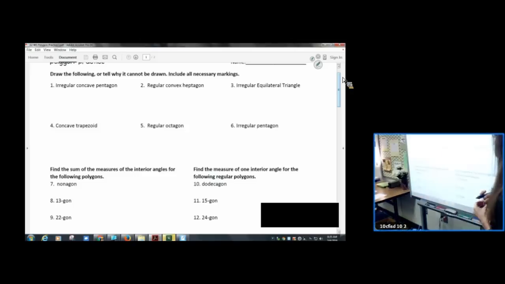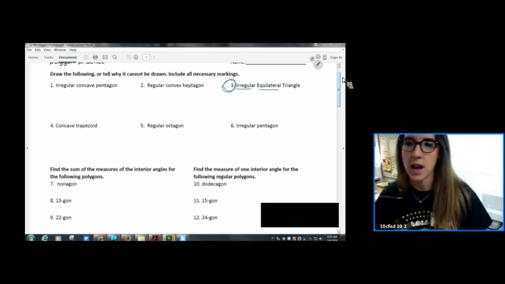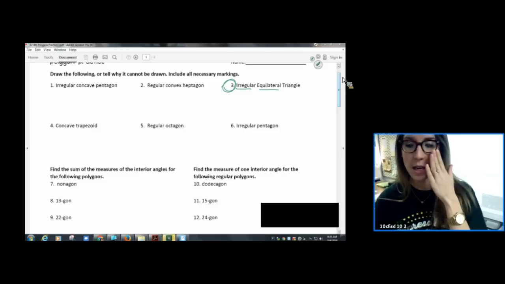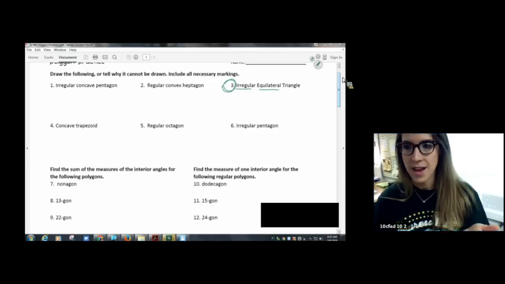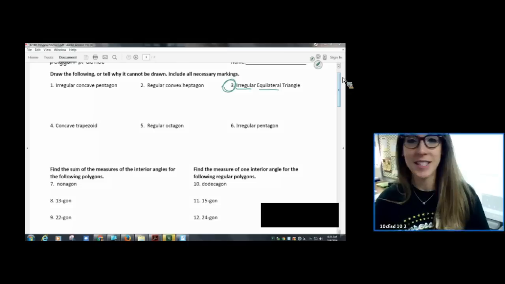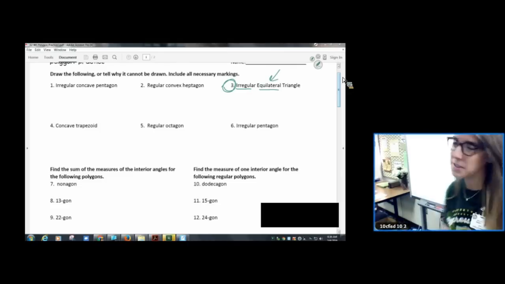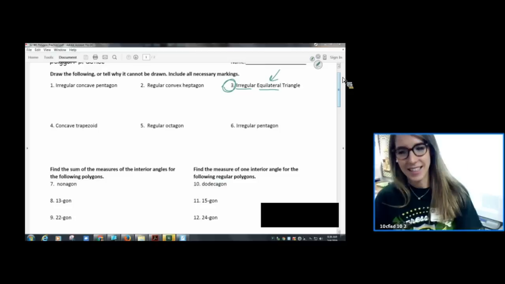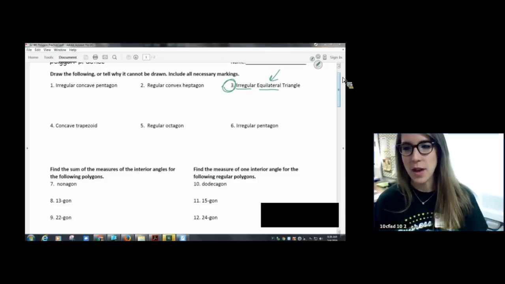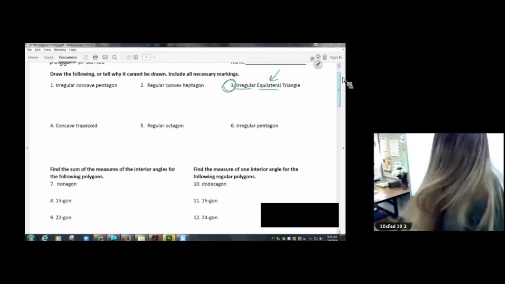On number 3, it is not possible because you can't be irregular and equilateral at the same time. So regular means all sides congruent, all angles congruent. Irregular means that all sides are not congruent. So you can't be equilateral, which means all sides congruent, and irregular at the same time. You can't. So that's why that one's not possible.